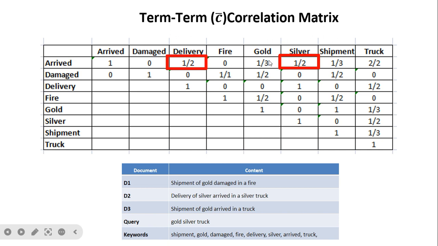I will explain for these 2 keywords, that is arrived delivery and arrived silver. For the remaining you can check. Now for arrived delivery, we can check that here there is no arrived, no delivery. Here arrived and delivery come simultaneously, so the intersection is there, and here only arrived is there, but arrived delivery is not there. Therefore the numerator is 1, that is arrived delivery, divided by how many times arrived or delivery comes. We count it only once because it is present in the same document, and again arrived is there, so it is 1 by 2.